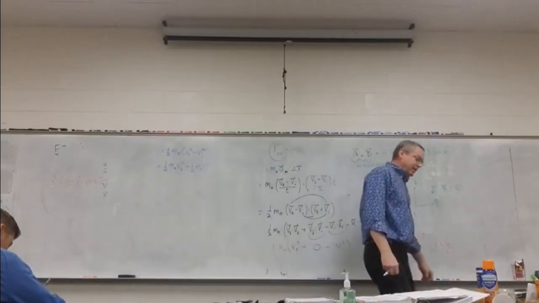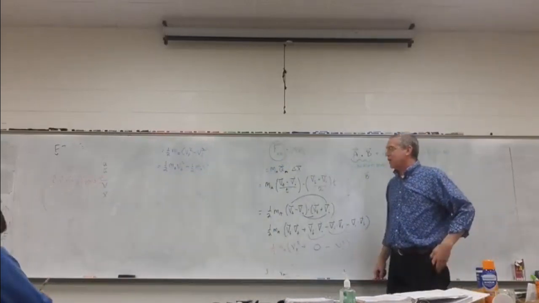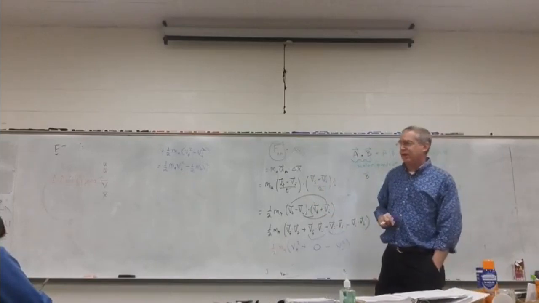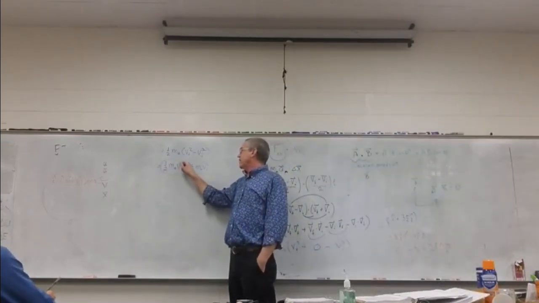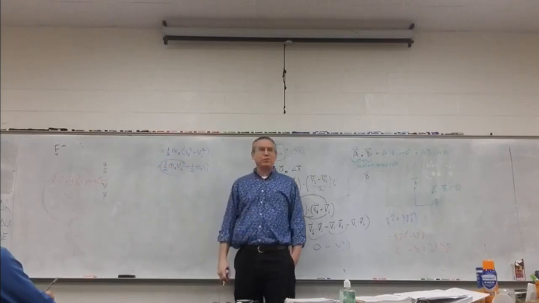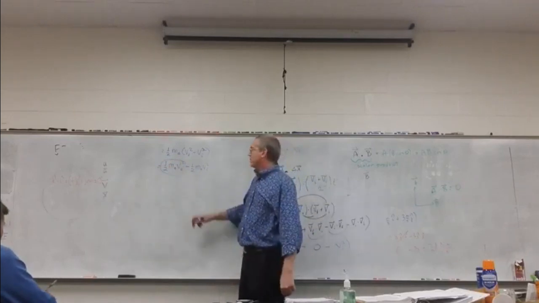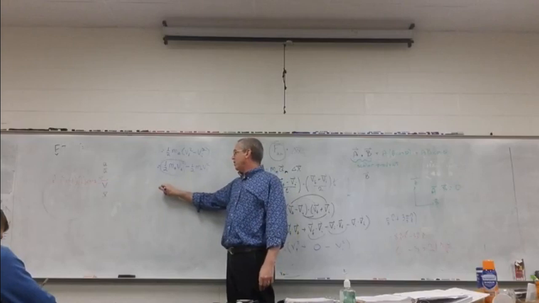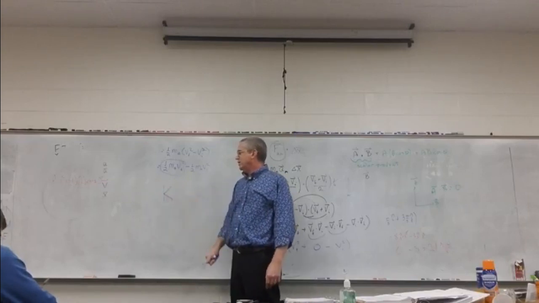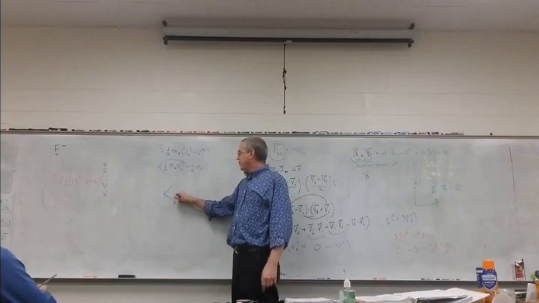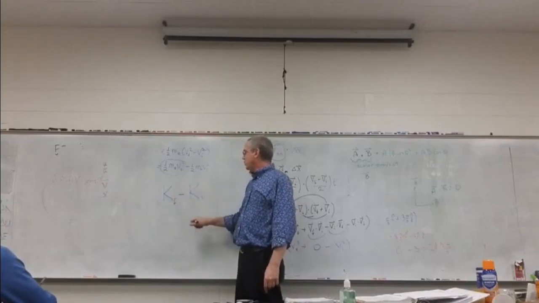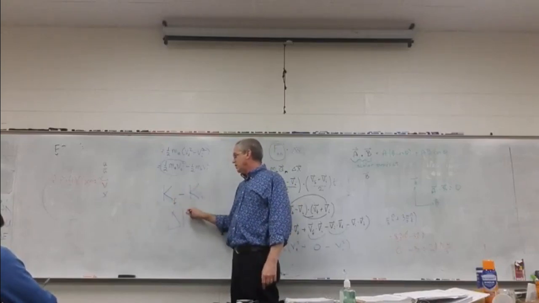This 1/2 mass times speed squared, and again, it is speed, it is not velocity. This was special enough, they decided they had too much to write, so they came up with a special letter to represent this 1/2 mv squared. And they decided on the letter K. Capital K. So we get K final minus K initial, or delta K.